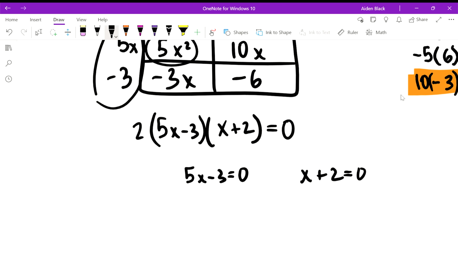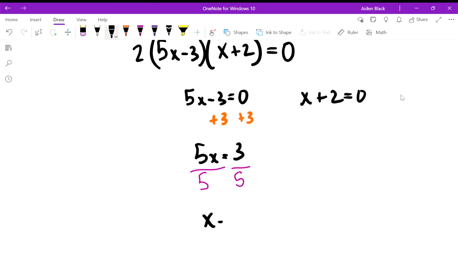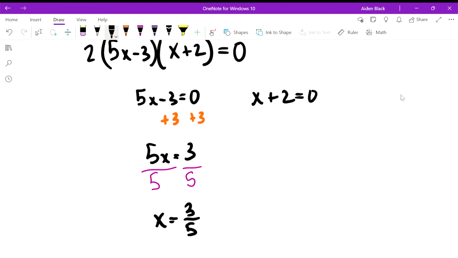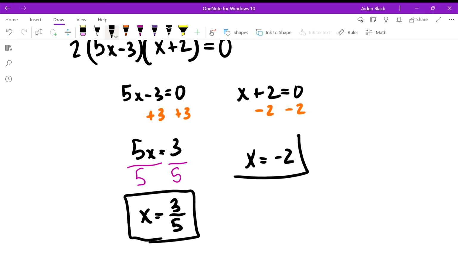For the first one, let us add 3 to both sides. End up with 5x equals positive 3, and then divide both sides by 5. And we end up with x equals 3/5. And then for this one, all we need to do is subtract 2 from both sides. And we end up with x equals -2. So we have these two values for x.